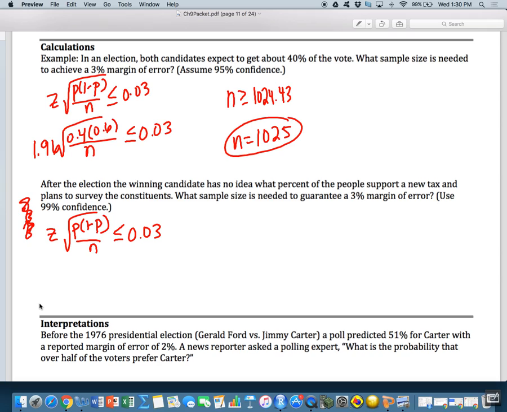Okay, what value of P is going to maximize this? 0.5. So if you don't know P, you use 0.5. Z for 99% is 2.576. So you get 2.576. Then you do 0.5. Okay, just for fun, calculate that again, please.